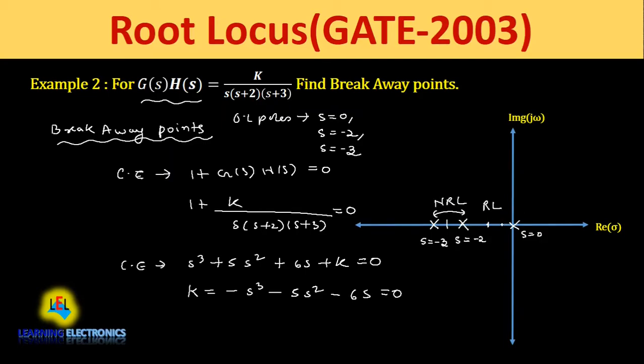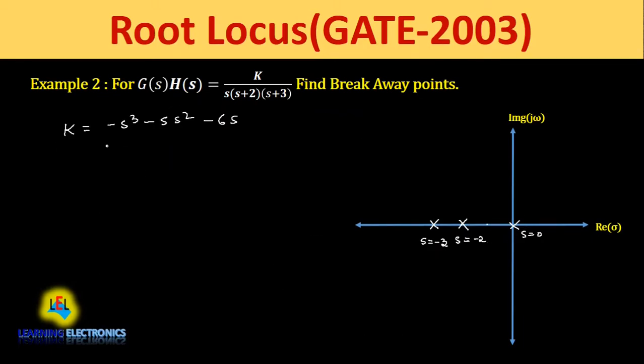That means there will be a breakaway point between the poles at s equal to 0 and s equal to minus 2 by rule number 3. Now to find the breakaway points, we have to differentiate this equation of K with respect to s. That means we have to find dK/ds, which is equal to minus 3s square minus 10s minus 6. Now we equate dK/ds to 0. So we will get 3s square plus 10s plus 6 equal to 0.